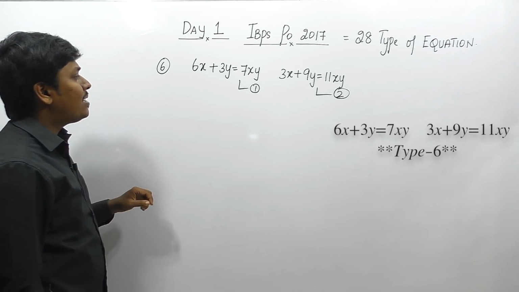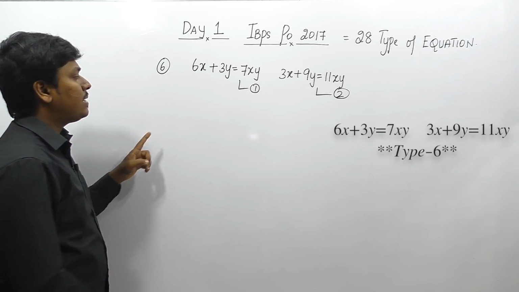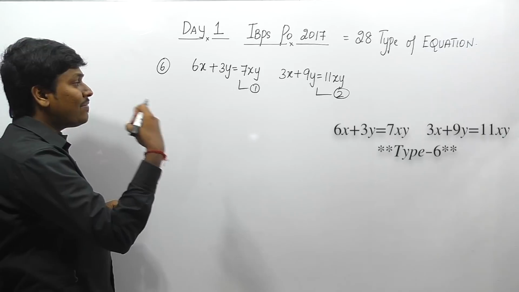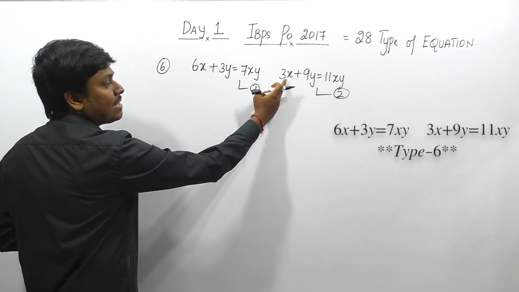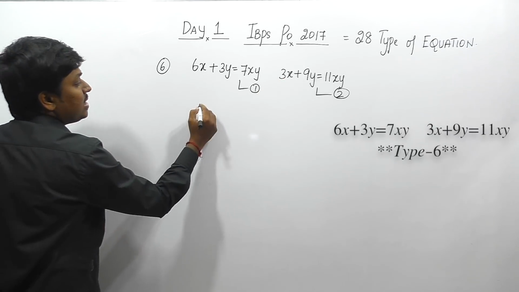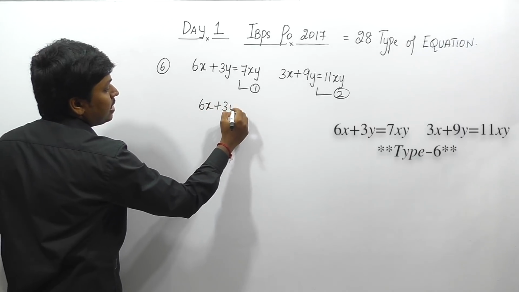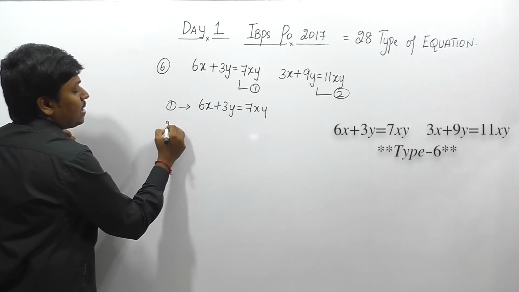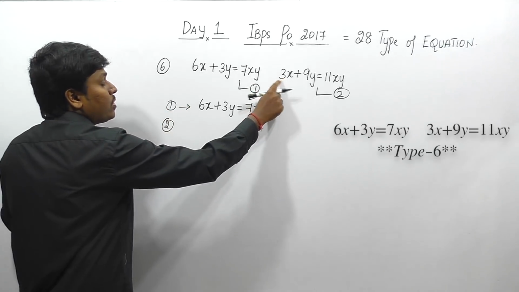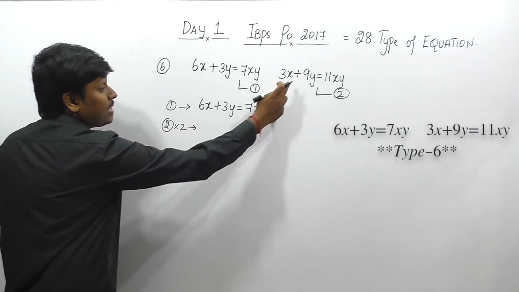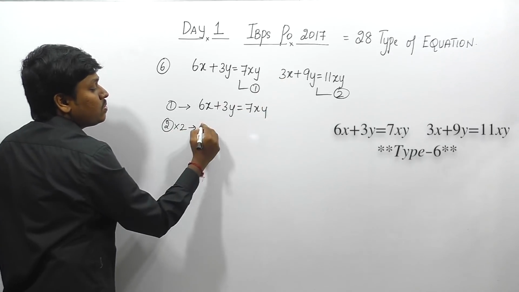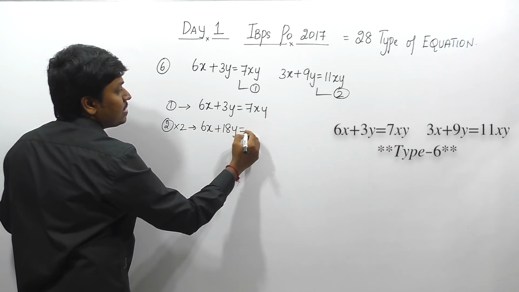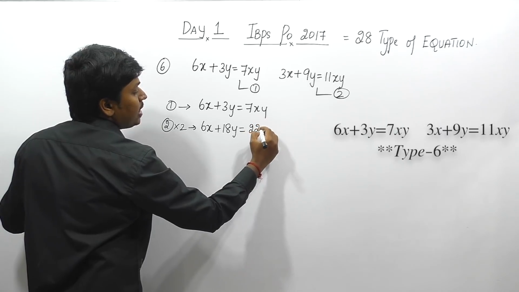So try to eliminate any one element. Let me do one thing. Here it is 6x, right? And here it is 3x. If I need to eliminate the value of x, then I should multiply the second equation by 2. So first equation is 6x plus 3y is equal to 7xy. And this is equation number 2, and I am going to multiply equation number 2 with 2. So 3x into 2 becomes 6x, and 9y into 2 will be 18y is equal to 11 into 2 will be 22xy.